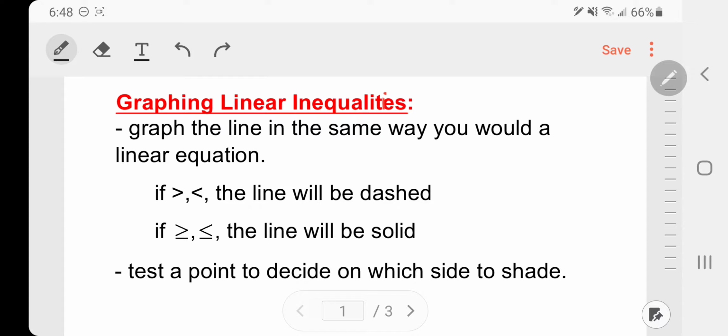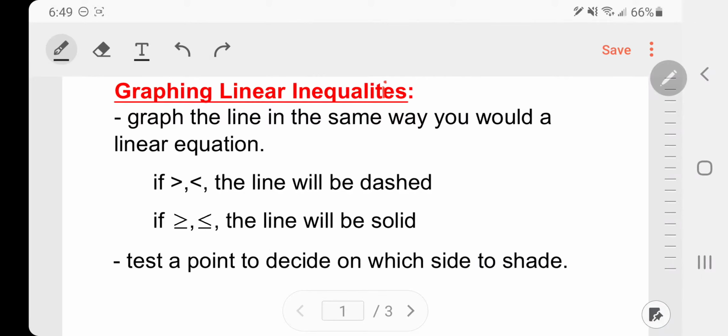We're also going to be shading on one side or the other of our line, because an inequality represents all of the solutions greater than or less than the linear equation that we are graphing. So we're going to be shading, and I'll show you how to test a point to see which side of the line we are going to shade. Let's take a look at how to do that.